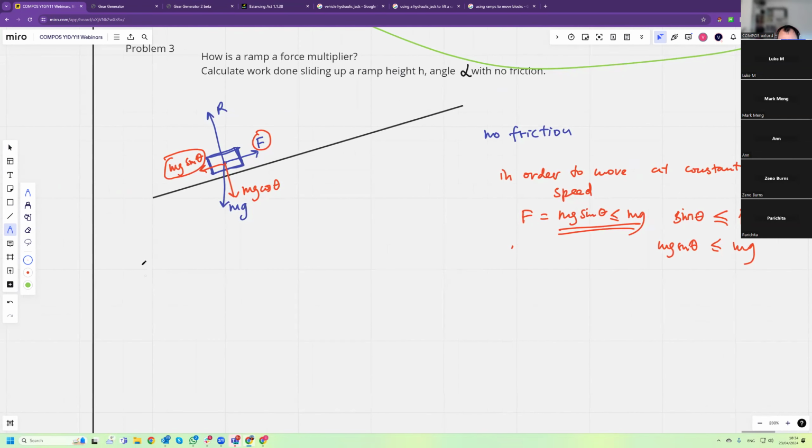If you were lifting it, you would need a force equal to mg. But because you're lifting it along a ramp, you only need mg sine theta, which is always less than mg. Does that make sense? Any questions? I'd love to answer the questions if you have.